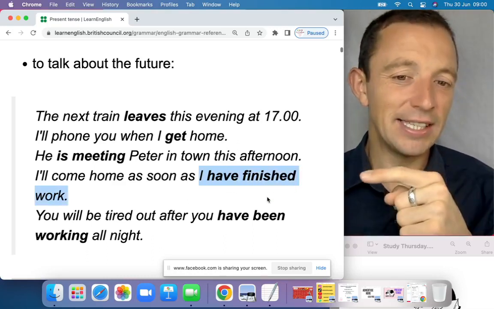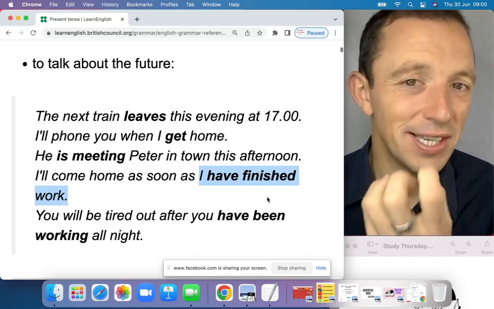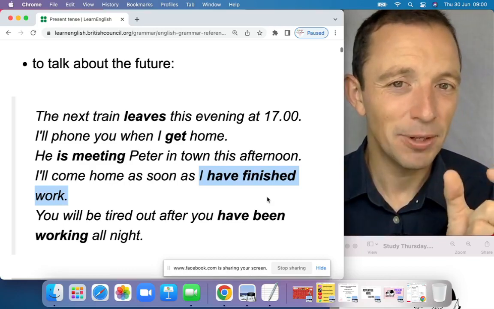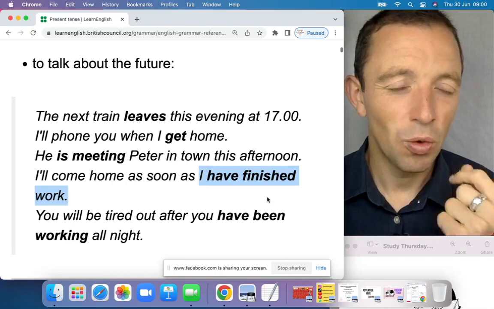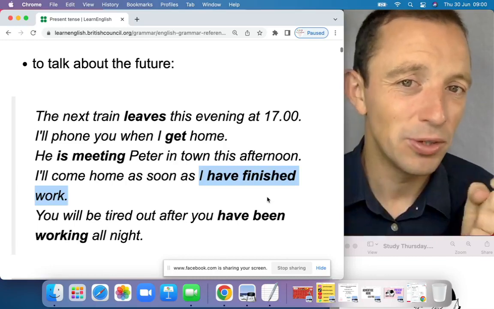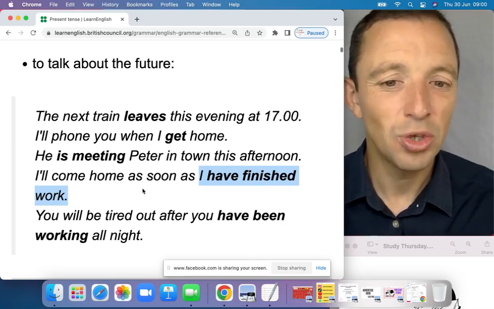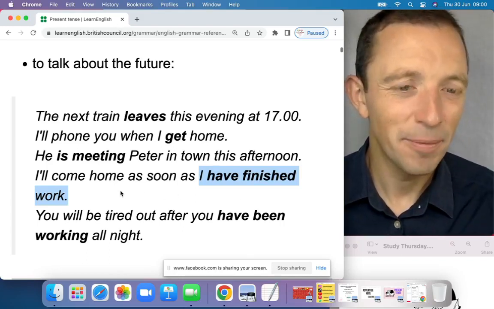So this is the present perfect. You remember the creation is the auxiliary have plus the participle, have finished work, and this is the present perfect, but we are speaking about the future. Okay, so I will come home as soon as I have finished work.